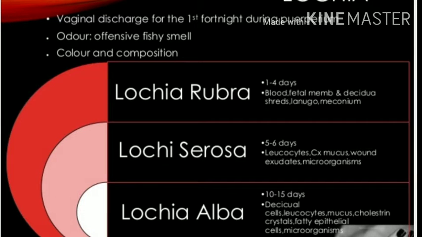Our next topic is lochia. It is the vaginal discharge for the first fortnight during the puerperium, means for a period of 2 weeks, this discharge will exist. Odor: it has a peculiar offensive fishy smell.